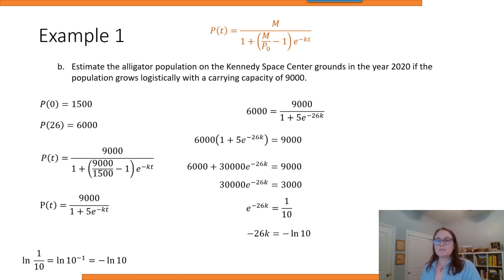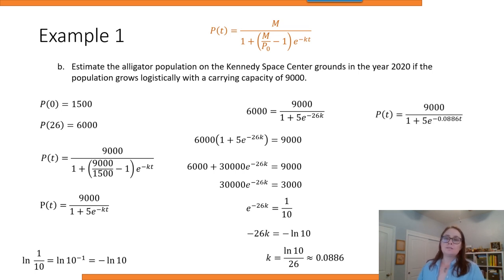So last step now, divide by that negative 26 to get k. So I end up with a natural log of 10 divided by 26, which is approximately 0.0886 for my growth constant. So once again, I have my equation. P of t is now equal to 9,000 divided by 1 plus 5e to the negative 0.0886t.